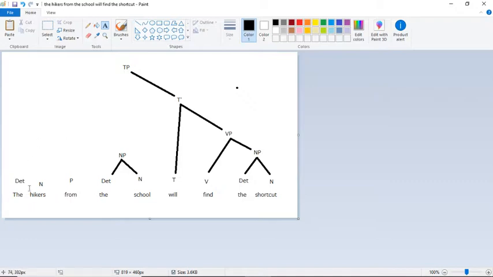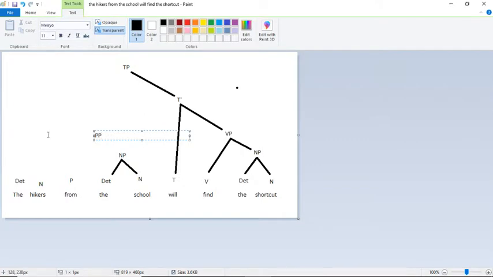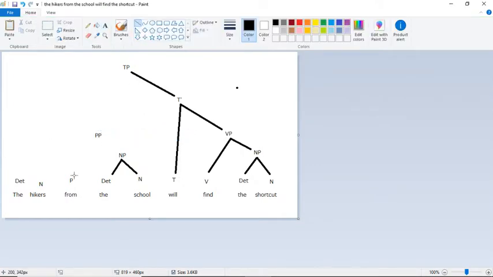that's giving us extra information about hikers, right? They're not hikers near the school. They're not hikers on the school. They're not hikers in the school. They're hikers that are from the school, indicating that they're students at the school. All right, there we go. So that's our prepositional phrase that's giving information to hikers. Now, notice that it's not giving information to the hikers. I'll explain why that is in a second.